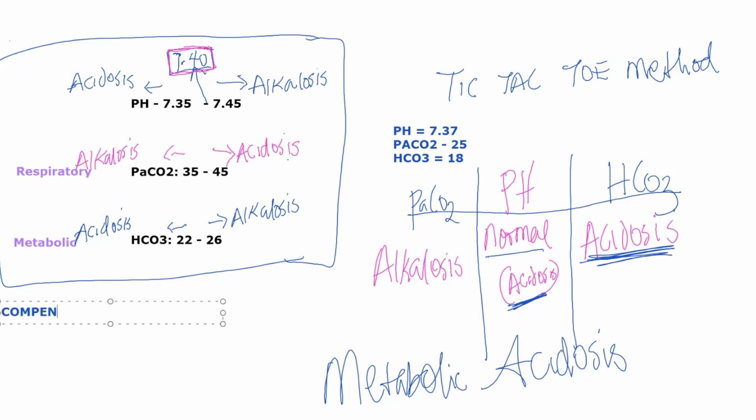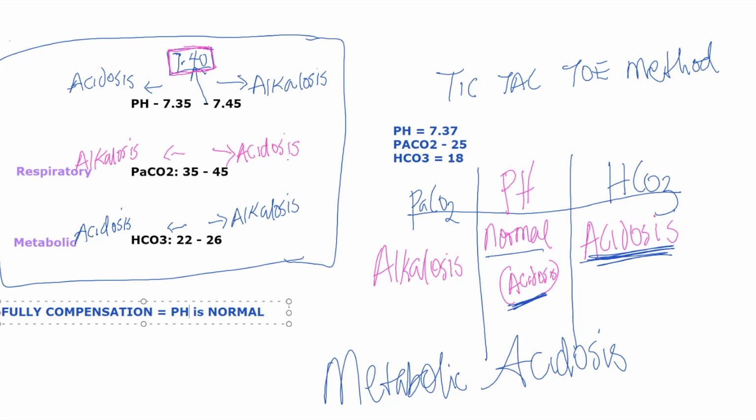So to figure out what kind of compensation, a full compensation is when your pH is normal. Whenever I have a normal pH, I have a full compensation because, remember, your pH is the acid-base balance of your body. So whenever pH goes back to normal, that means this situation has been fully compensated. We are back to a good ground.